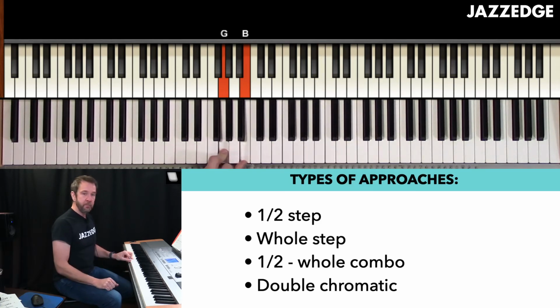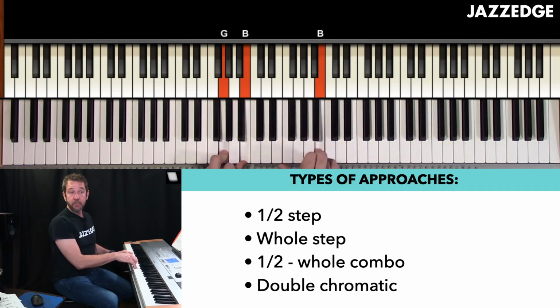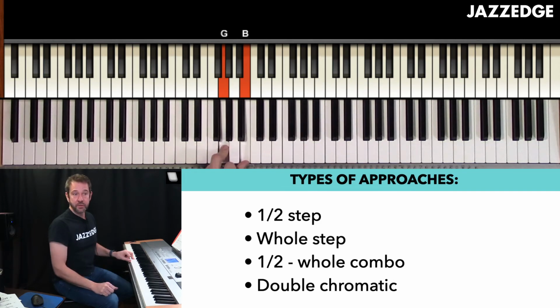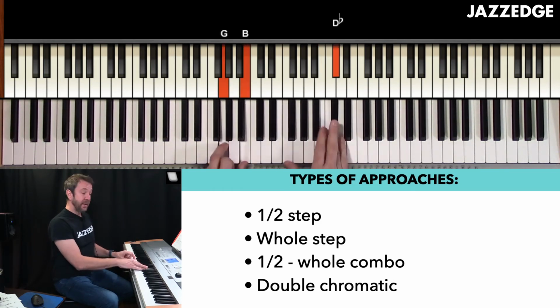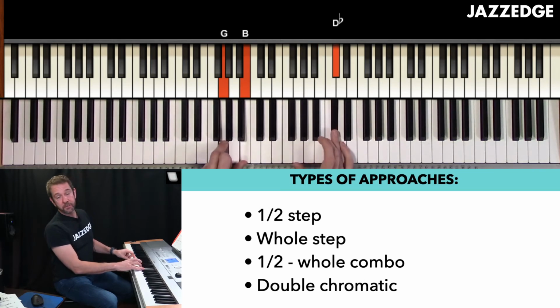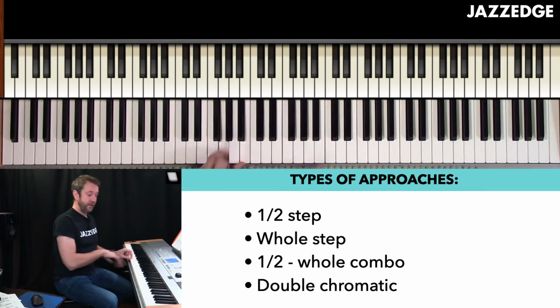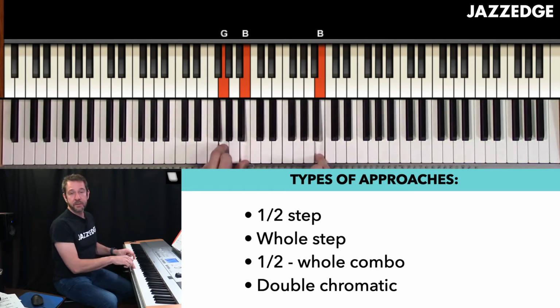I'm playing G and B in the left hand, my root 3 chord shell. In the right hand, I've got a B here. So I'm going to do a half-step approach into B, so that would be A sharp into B, or C down to B. That's a half-step approach. I can also do a whole step approach, so A up to B, or C sharp down to B. I could do a half-whole combo, so a half step from below, whole step from above, down to the target, or half step from above, whole step from below, up to the target.